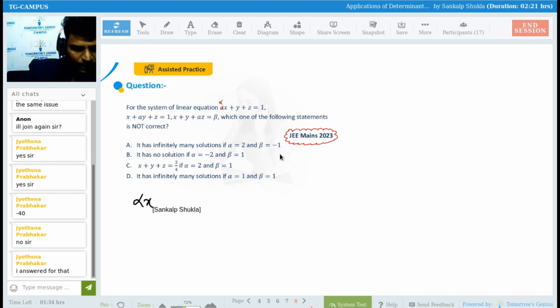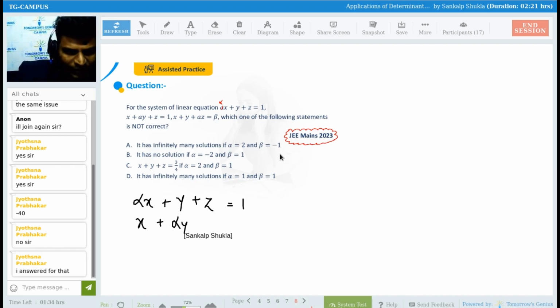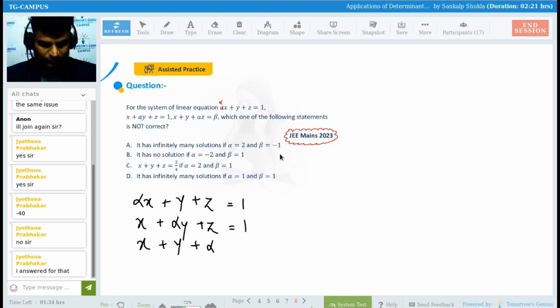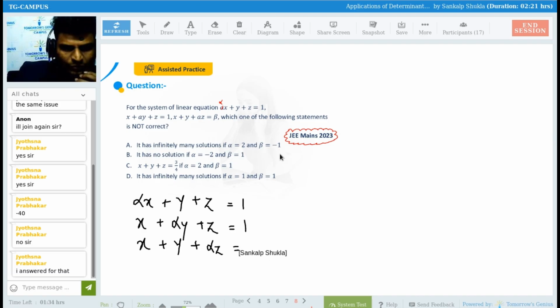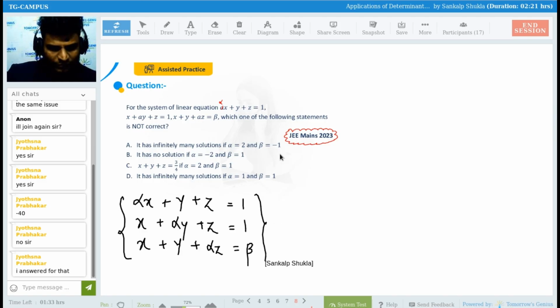Alpha X plus Y plus Z equals 1. X plus alpha Y plus Z is equal to 1. And X plus Y plus alpha Z equals beta. Which one of the following statements is not correct? So these are the equations, okay? And which one of the following statements is not correct?